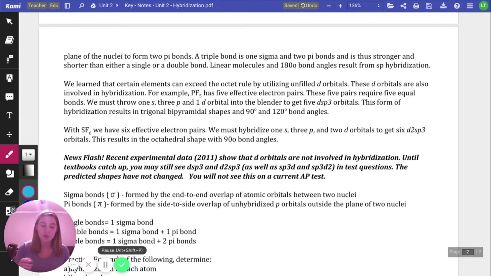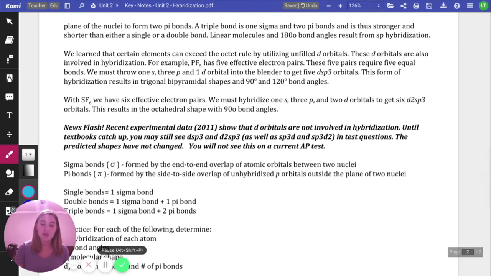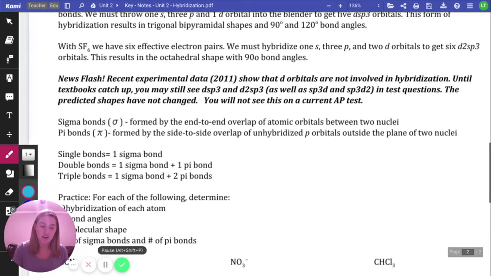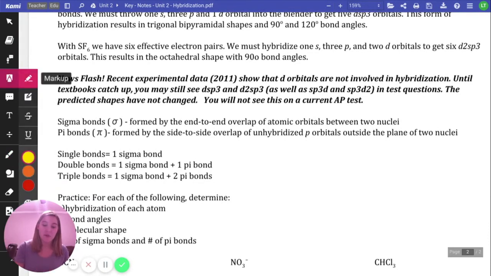Okay, so hopefully that makes sense. Guys, in the next 2 examples, it talks about hybridization with the d orbital. Now, I definitely want you guys to read through it and know your little trick about sp, p, p, d, d, but I do want to make a note down here. So data from 2011 shows that d orbitals are actually not involved in hybridization.